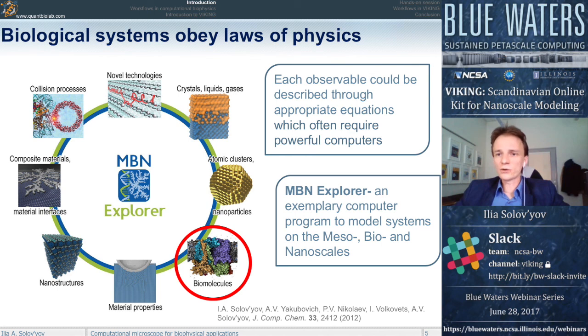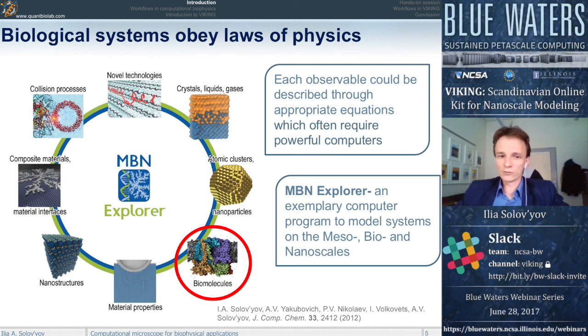And basically, if you're interested in a specific process, you could define a certain observable that can be described by appropriate equations. The big challenge here is that you often require powerful computers to solve these equations, and so Blue Waters, of course, is a great tool to be able to do so. And then you also need to have a really powerful software that permits you to solve the equations.